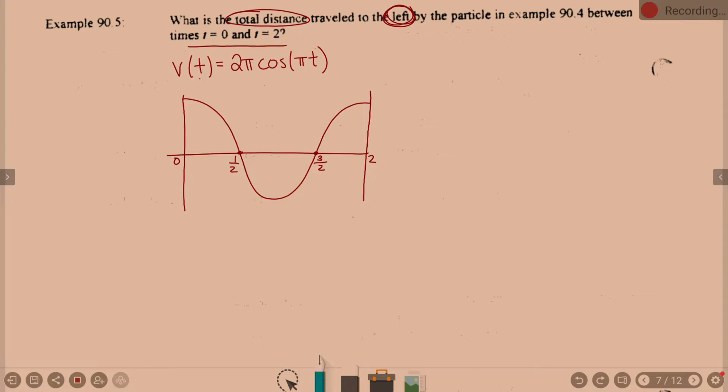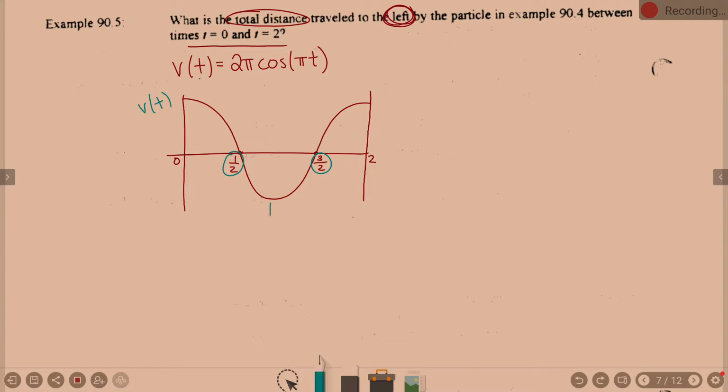When are we going to be traveling left? In between 1/2 and 3/2, right here. And I guess I didn't talk about the 2. We could have graphed this on the calculator, okay? But this is the graph of v of t.